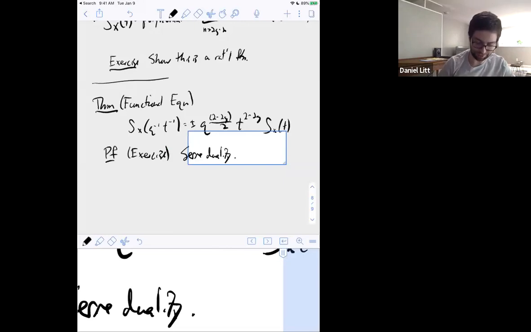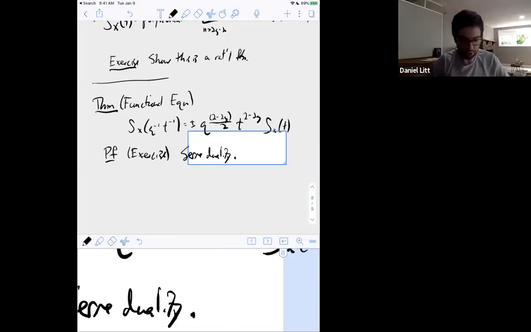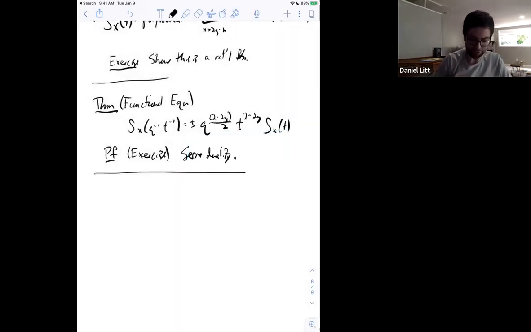I think this is kind of a cool example where you, without much technology, can see somehow that some kind of duality, at least in this case Serre duality, is what's giving you the functional equation. Okay, so that was a very non-cohomological argument.